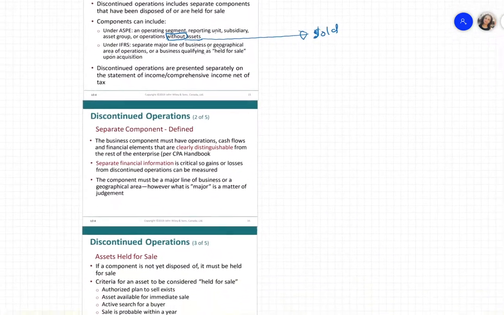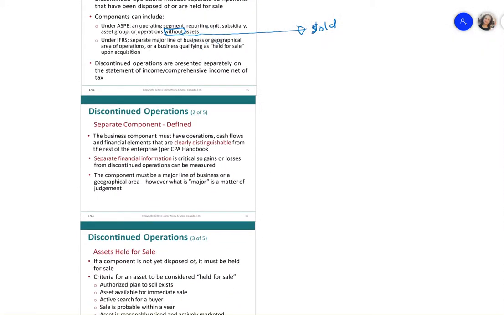When we think of it, the business component must have an operation. In order for it to have a component, the business component must have an operation, cash flow, and financial elements that are clearly distinguishable from the rest of the enterprise. So we have a continuing operation. That's the norm of that business, of that company. That's called a continuing operation.